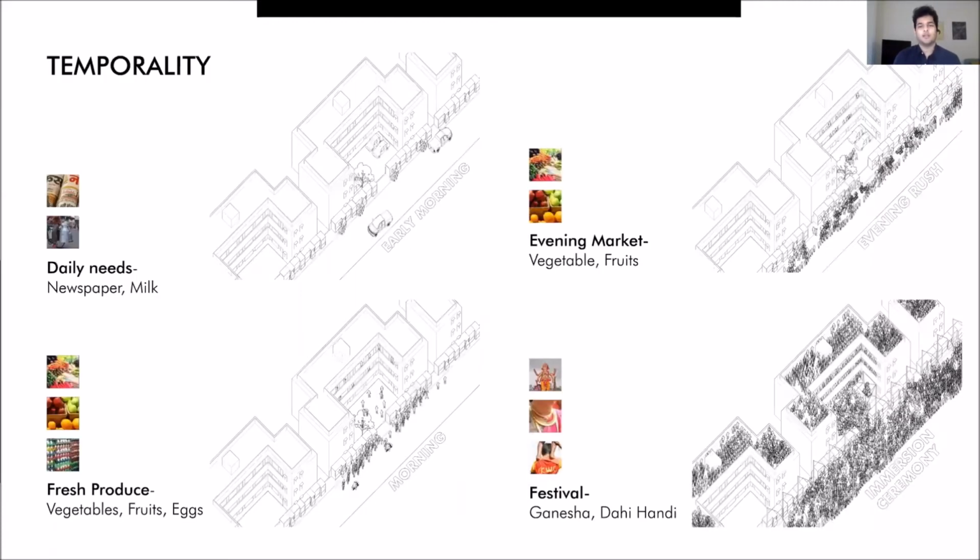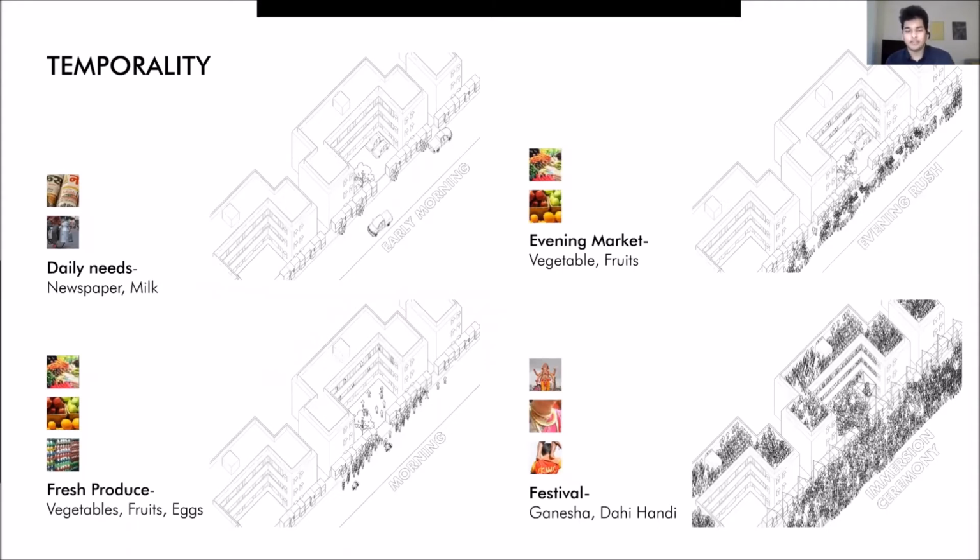Temporality is a very interesting phenomenon which happens mostly in lots of informal settings. In this case, what I'm trying to show is the same space, and how it is used from early morning to morning to evening to a festival scene. In the morning, there are daily needs, so there are lots of newspaper stands and milk stands. Then the same space is used for veggies, fruits, eggs. The same space in the evening becomes a full-fledged market for people who are coming back from their offices.